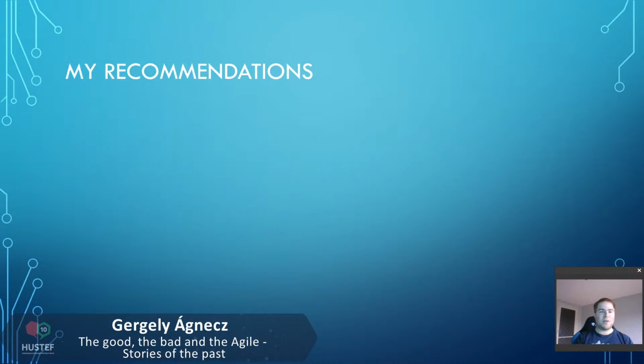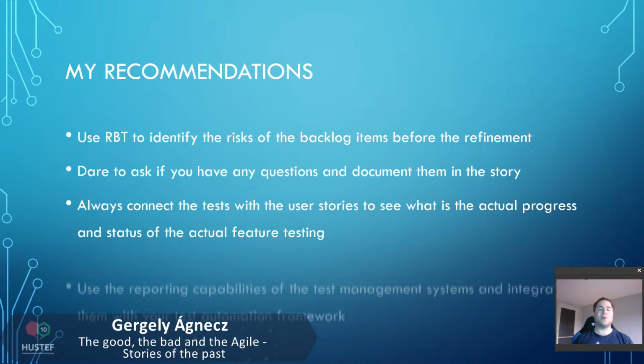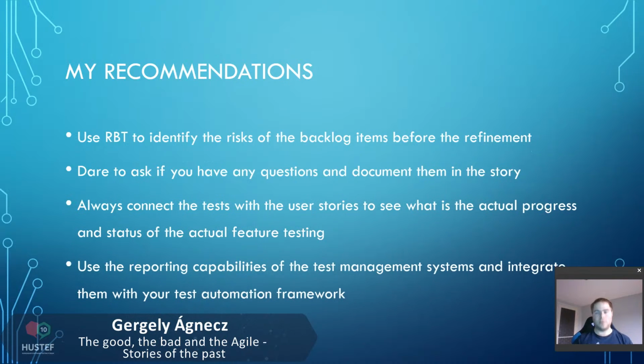As a closing point, let's see my recommendations, what I have spoken about in the last 20 minutes. First of all, use RBT to identify the risk of the backlog items or the user stories, before the refinement meeting or even after the refinement meetings, because as I mentioned, we can do that anytime, and it is always useful. Dare to ask questions if you have them, and document them in the user story, very important, because if you get your answers, it can help everybody to have a clear and better understanding about the user story and the expectations. The third point, always connect the tests with the user stories to see the actual progress and status of the feature testing, to have traceability between the requirements, user stories, and the test cases, of course.